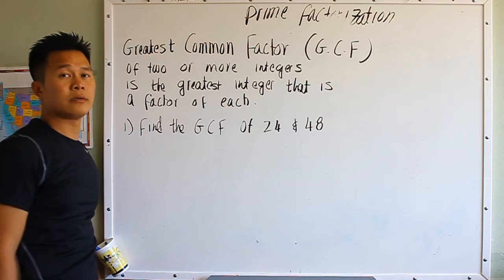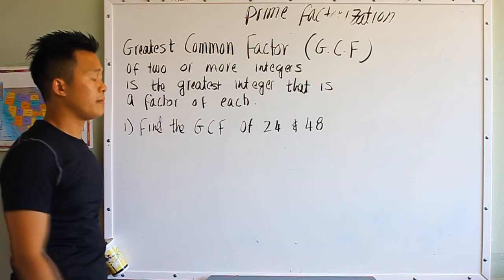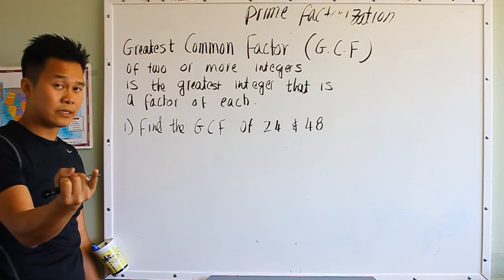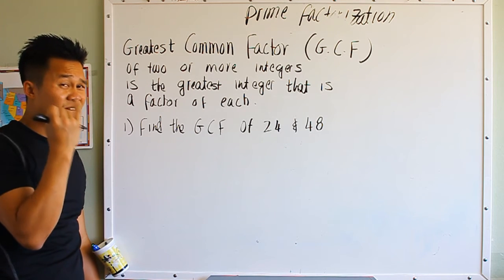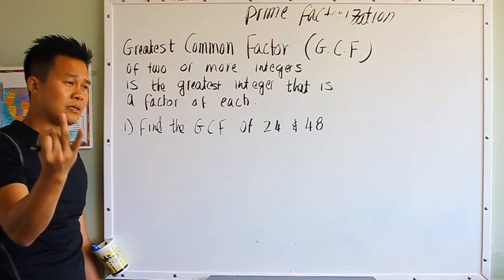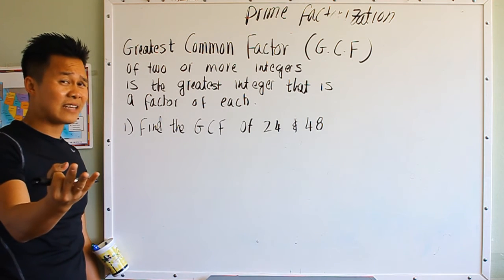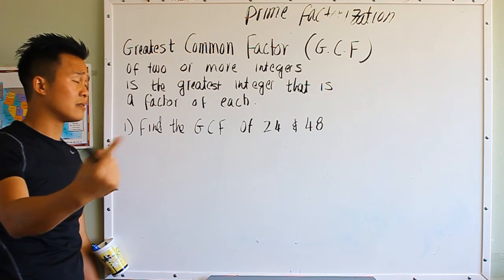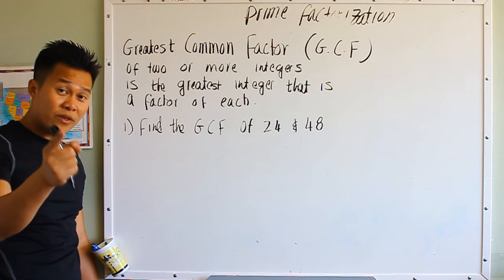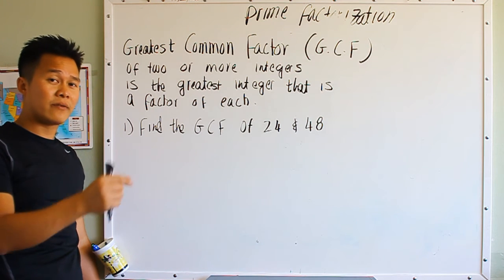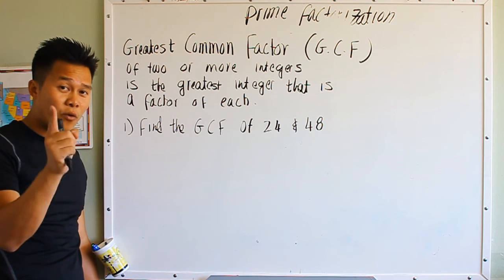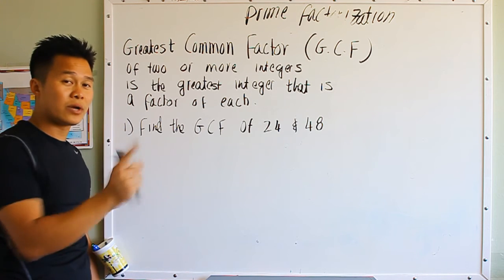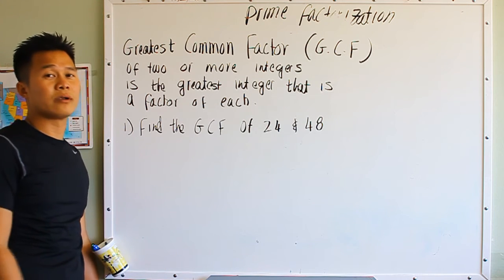The greatest common factor is the largest number that you could factor out from both of these numbers. If you look carefully, these two numbers have 2 as a factor, 4 as a factor, 6 as a factor, 12 as a factor, and also 24 as a factor. Right? So out of all those numbers that I listed, 24 is the largest one. So when I look for the GCF, I'm trying to get that answer, which is the number 24.